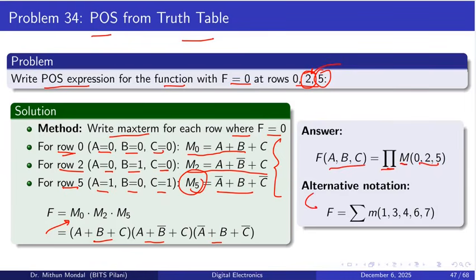And as an alternative notation, this is in the form of POS. If we write in the form of SOP, then the product will become the summation. Capital M will become small m because the index terms are represented in small letters. And all the missing terms, since we have 0 to 5, apart from that, we have 1, 3, 4, 6 and 7. These are the terms which are missing from the truth table, so that we have in the SOP form.